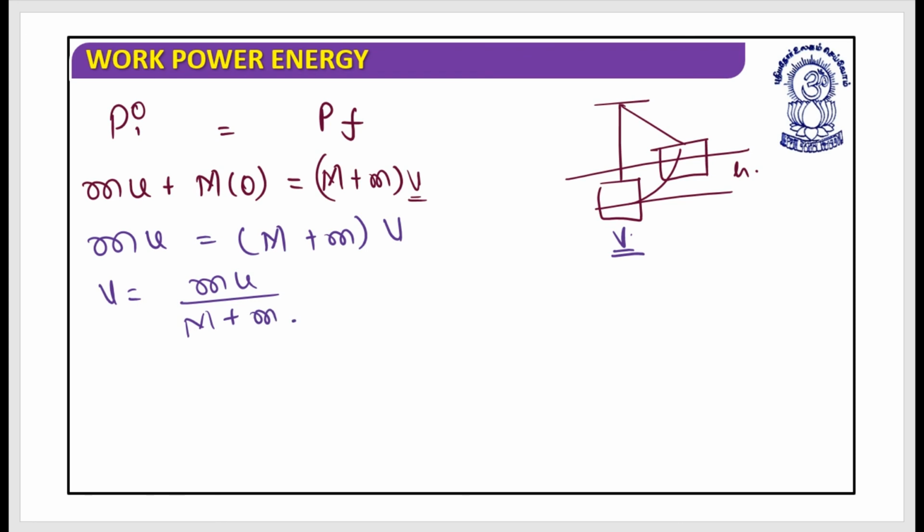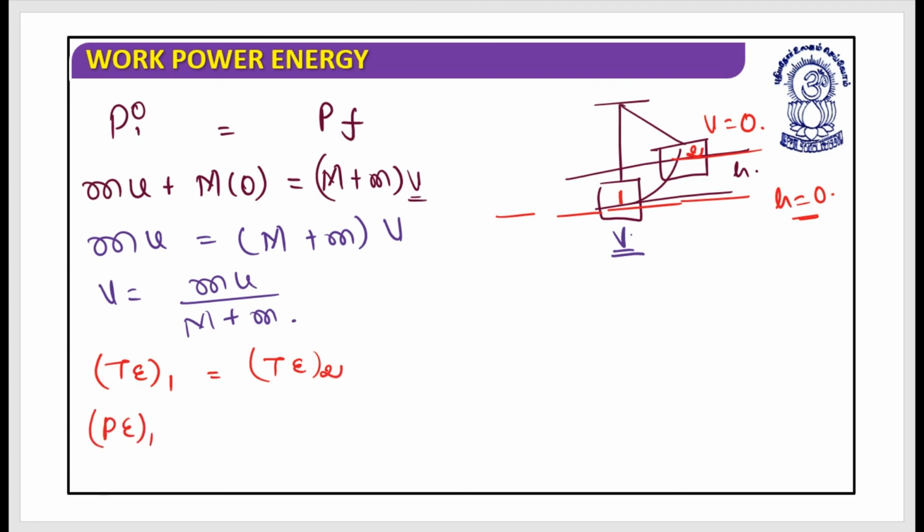Now this is location number 1, this is location number 2. If I take this as a reference, this is h equals 0 and it is raised up to here. When I say it can reach maximum to this, I mean here its velocity would be 0. So let's apply total energy at location 1 equals total energy at location 2. Total energy means potential energy plus kinetic energy, and that of the first should equal potential energy plus kinetic energy of the second.